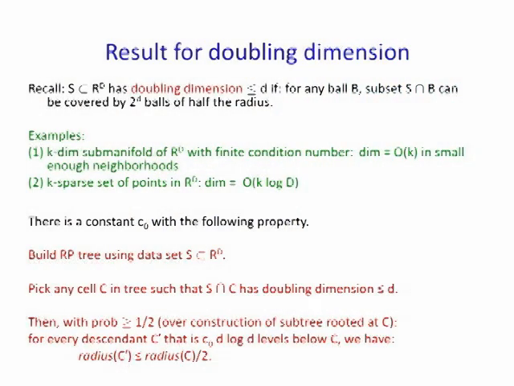Okay, so this was the definition again of doubling dimension. If you cover a ball with 2 to the d balls of half the radius, and so here's the theorem over here. You build one of these trees using a data set. Now, look at any cell in the tree. Let's say the points in the cell happen to have a doubling dimension little d.